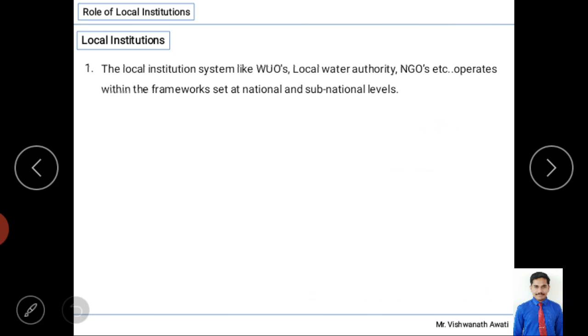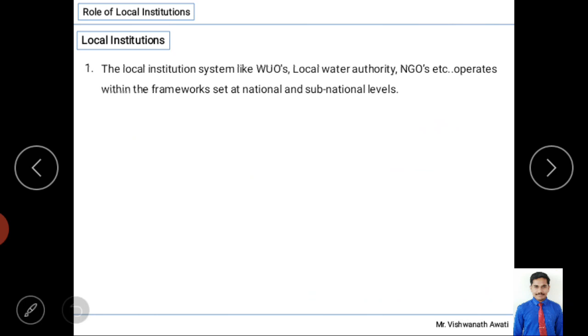They operate within the framework set at national and subnational levels. Don't get confused. They set the framework at a national or subnational level, but the rules and regulations will be framed by the government. It may be at a national level or at a state level. Why? Because the same rules and regulations will be applicable throughout the water user associations. It may be in different places, but they have to work under the rules and regulations.